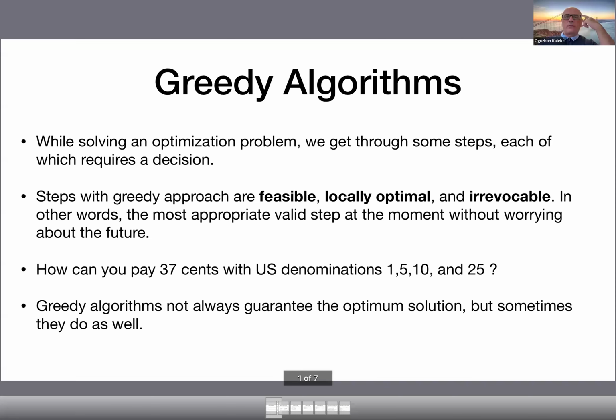Hello, everyone. In this lecture, we will try to cover the greedy algorithms. For the greedy algorithms, I would like to start with an example.